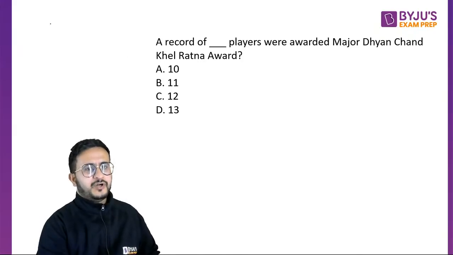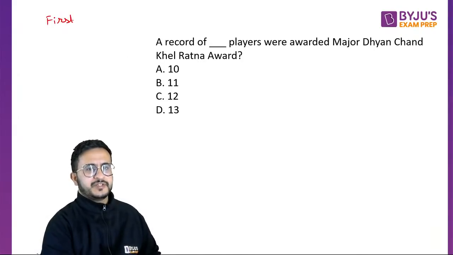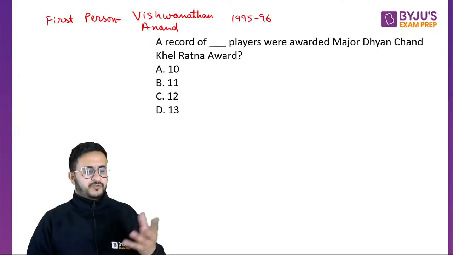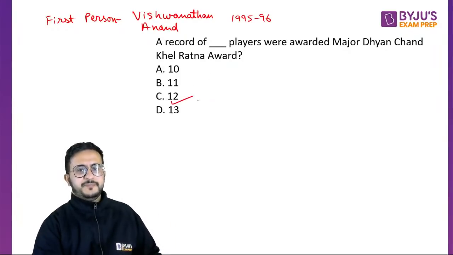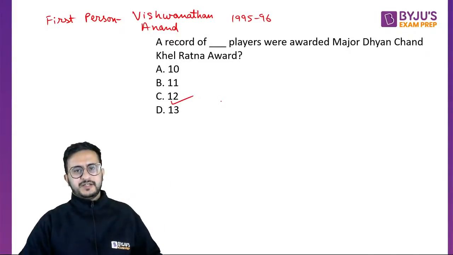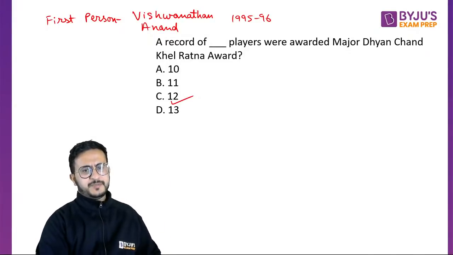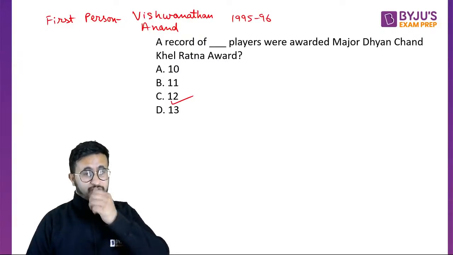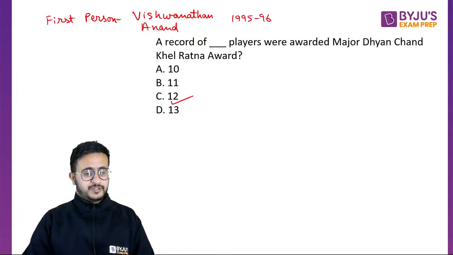And if someone asks who was the first person to receive this award, right? That was Vishwanathan Anand. Okay, so 1995, 96, these were initiated. So it was Vishwanathan Anand who won the award then, right? This year there were 12 recipients. You can just Google the list and get the names of all the recipients. Especially these are Olympians and Paralympians, mostly the ones with excellent performance in the Olympics.